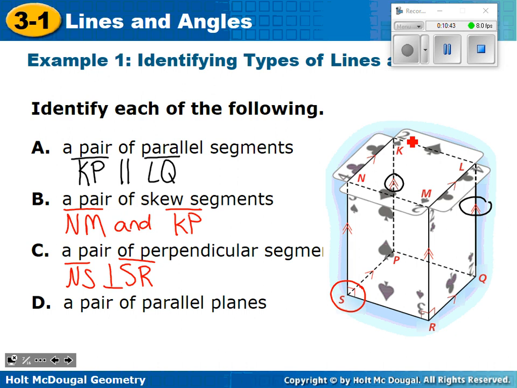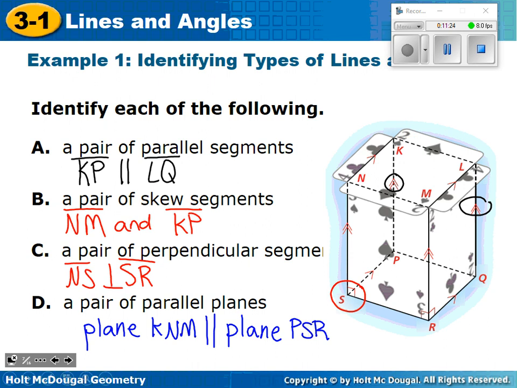Parallel planes, Molly? Okay, and don't forget to put the word plane in front. So plane KNM is parallel to, so we can use that parallel symbol. Plane, and you said PSR, correct? All right, and so any of the 4 letters on that plane could have been used, but only pick 3. And make sure you have the word plane or you will miss it. Notation says you have to put the word plane. Any questions? Okay, go ahead, you and your partner answer the next 4, and then we'll just shout out some answers.